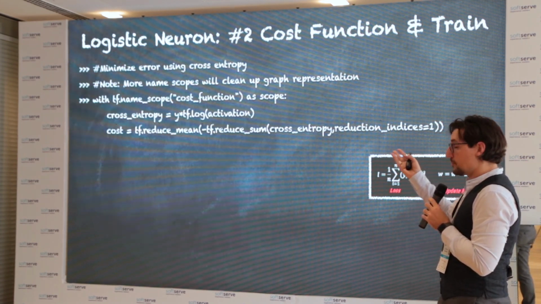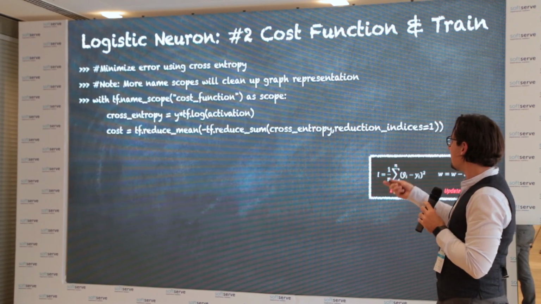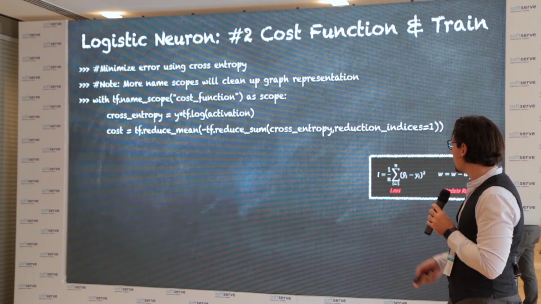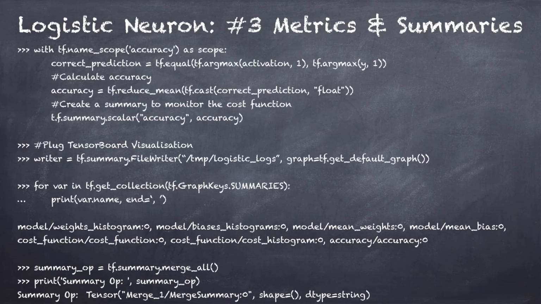Then you have the cost function you want to minimize. In this case, it's just cross entropy, and the cost is just this bunch of instructions. We calculate the cost as the mean of the sum of all the cross entropy along the different indices of the tensor we have, and we want to minimize it. We create a summary to monitor the cost function, again to be visualized in TensorBoard.